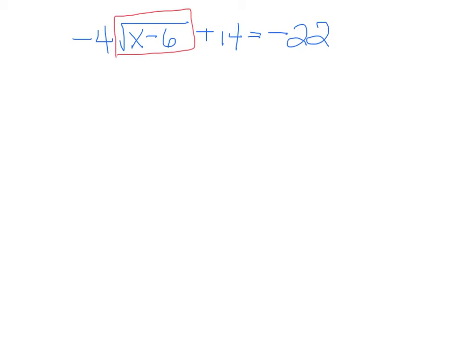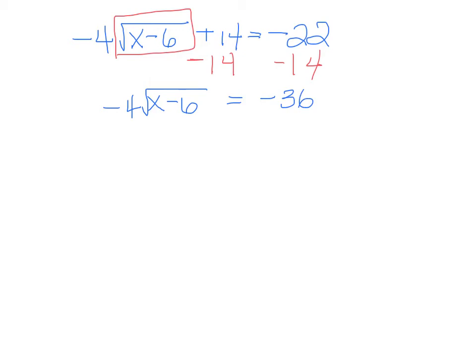So let's do negative 4 square root x minus 6 plus 14 equals negative 22. All right, so our whole goal here is to isolate this and get him all by himself. So the first thing we have to do is get rid of anything that's being added or subtracted. So I'm going to minus 14. That's going to give me negative 4 square root x minus 6 equals negative 36.